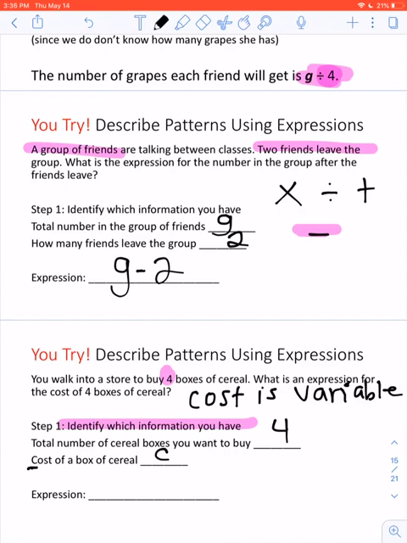Am I sharing these boxes of cereal? No. Am I subtracting the cost? No. Am I adding the cost? Well, I could be adding them, but then I would have to add them up individually, so that doesn't work. Here we're actually multiplying. So there's 2 ways you could write this. You could have written 4C or 4 times C. Those mean the exact same thing.